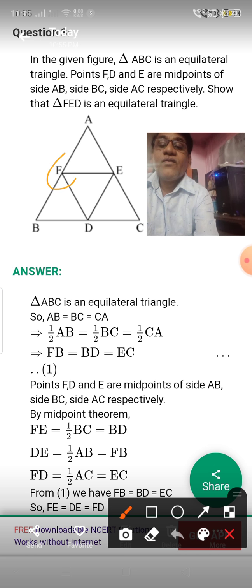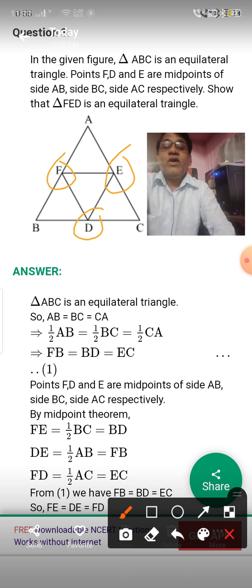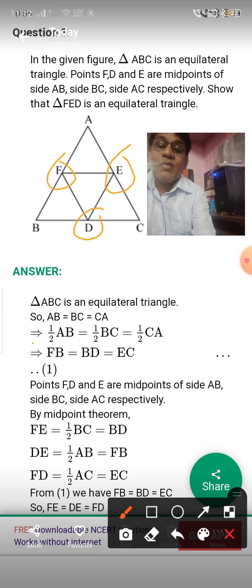Points F, D and E are the midpoints of AB, BC and AC. It is given. Now you have to show that triangle FED is equilateral. Triangle ABC is already an equilateral triangle, so AB is equal to BC is equal to CA. All sides of an equilateral triangle are congruent. So when we multiply all sides by half, half of AB is equal to half of BC is equal to half of CA. But what is half of AB? Half of AB is ED.